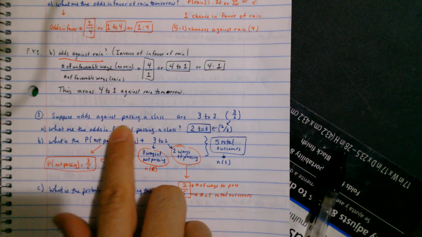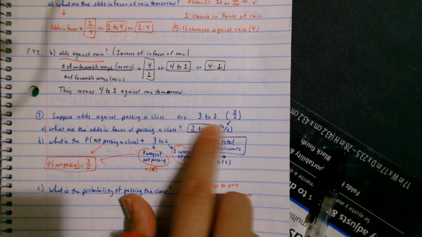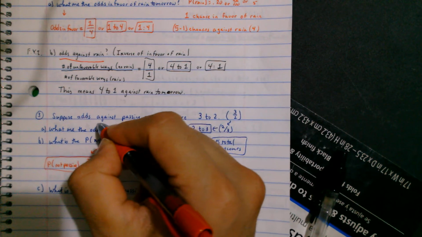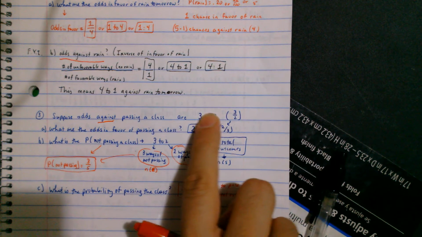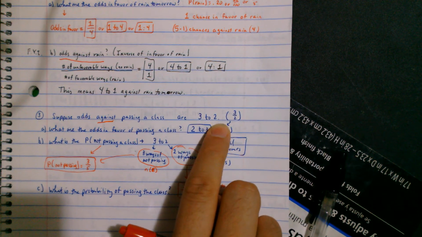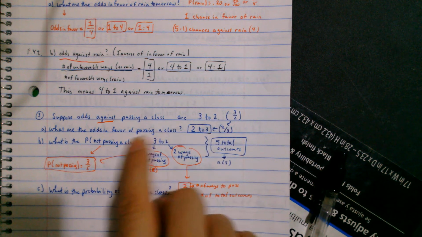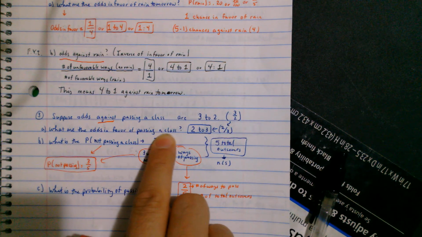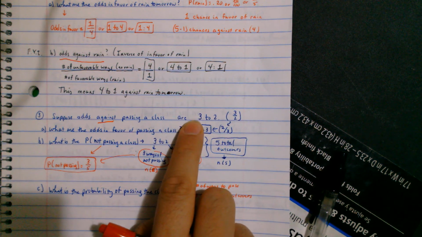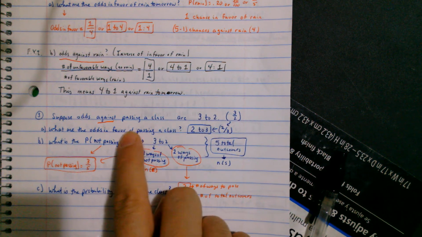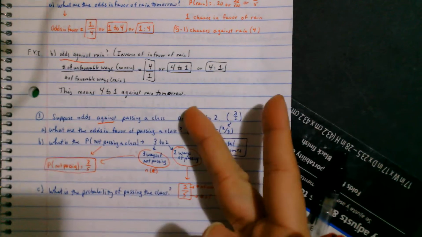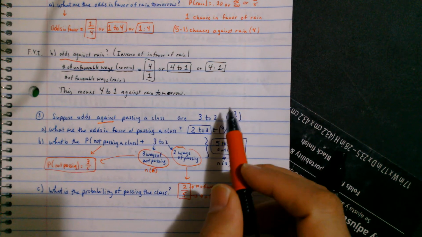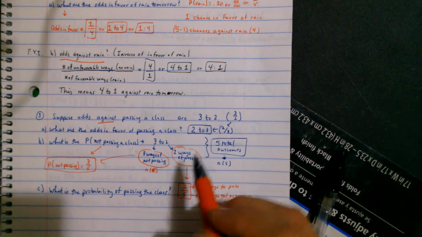Suppose odds against passing a class are 3 to 2. So there are 3 ways against you for every 2 ways in your favor. What are the odds in favor of passing a class? Well, if the odds against you are 3 to 2, the odds in your favor are 2 to 3, the reverse, the reciprocal. So 3 over 2 becomes 2 over 3, or 2 to 3.